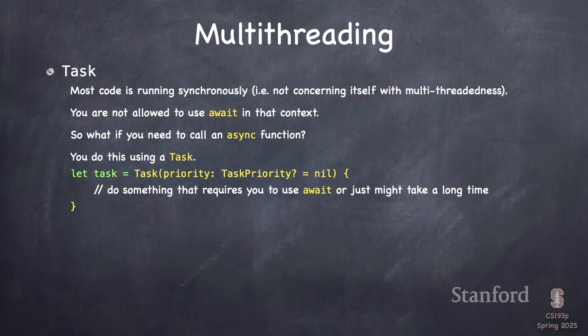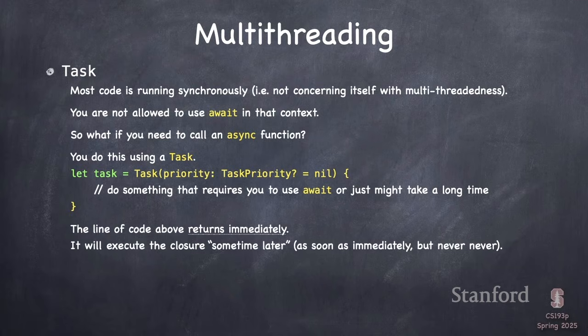And then you pass a closure, and inside that closure you can do awaits because you are in an asynchronous context. So this is a great way to be able to call something that has await. Now this line of code that I'm showing right there, it returns immediately, instantly, and then executes the closure some other time. Might be almost 0 seconds later, might be 10 seconds later. So you don't know. There's no way for you to know. When you do a task like this, that closure is going to execute sometime in the future.